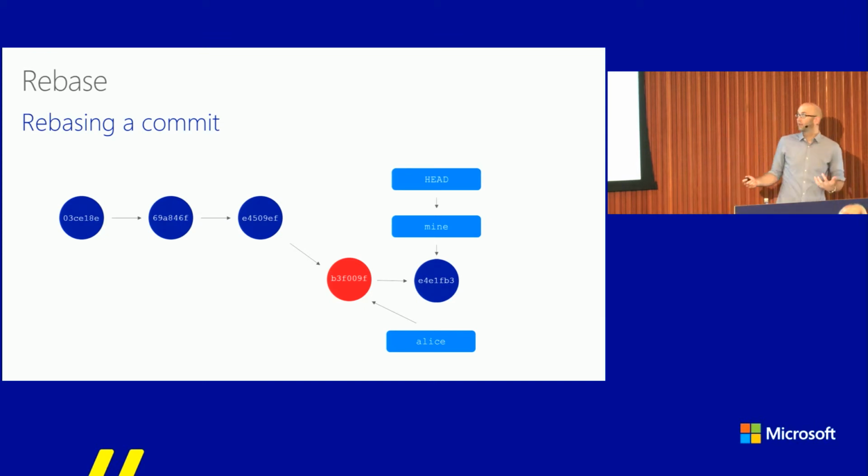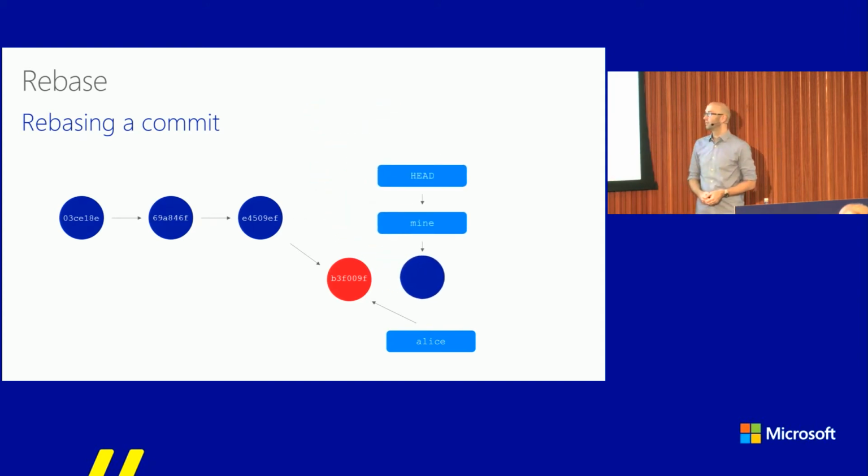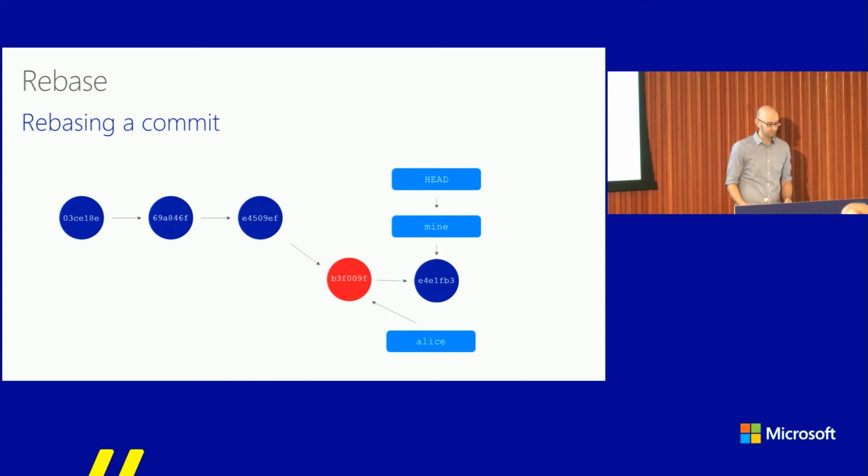And that's all Git really does, is it, again, finds the common ancestor, so it walks the trees backwards, finds the common ancestor, and isolates the changes that are in my branch. And it replays them, it cherry picks them, or applies them right on top of Alice's branch.